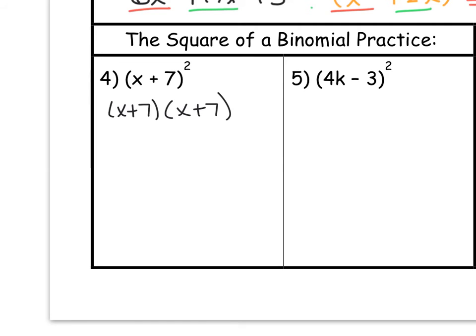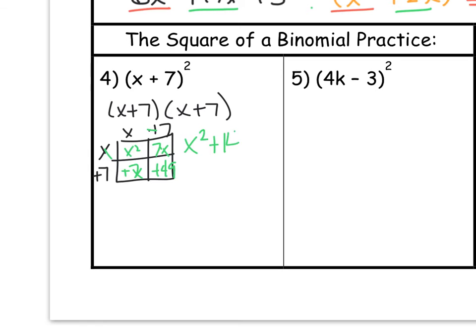So if we do our little box method, which we can do, and it's x and plus 7 and x and plus 7, when we box that out, we get x squared plus 7x plus 7x plus 49. And so if we write that out, we get x squared, 7x and 7x are 14x, and then plus 49.